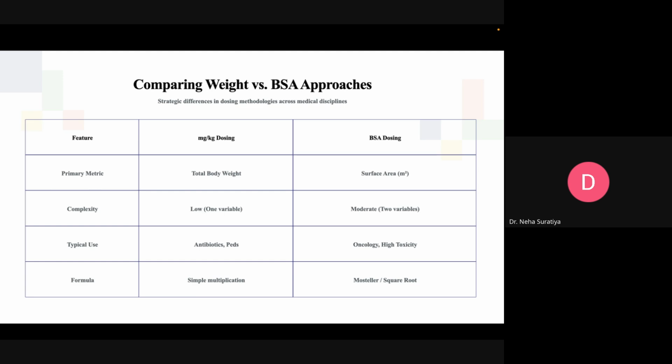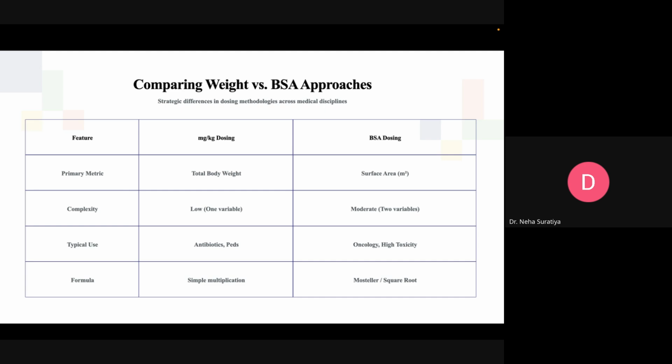So I summarized for you. This table beautifully summarizes the strategic difference between mg per kg dosing and BSA dosing. Let's break it down row by row. We have here the primary metric. mg per kg is total body weight, and BSA is a surface area, which is in square meters. So that is the primary metric.